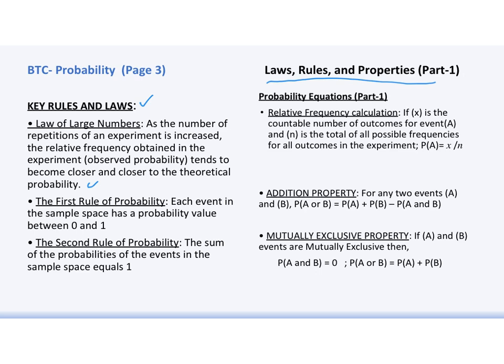The first rule of probability is that each event in the sample space has a probability value between 0 and 1 and can equal 0 or 1. So 0 is less than or equal to the probability of event E, which is less than or equal to 1. The second rule of probability is that the sum of the probabilities of the events in the sample space equals 1. That is, the sum of all the probabilities of all the events in the experiment has to equal 1.